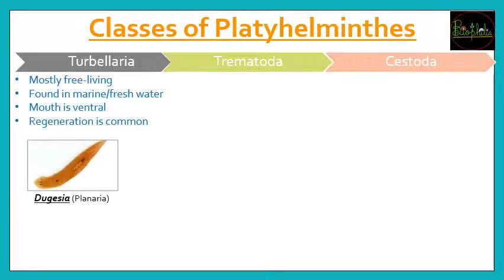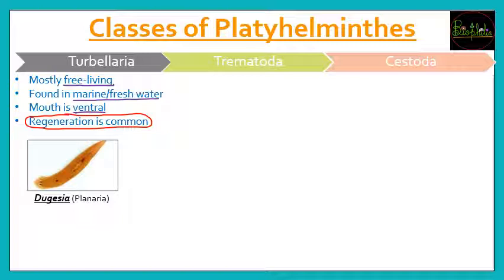So Turbellaria is going to be the class of Platyhelminthes जहाँ पे majority of your worms are going to be free living. Free living यानी वो अपनी मर्जी से खुद का खाना खुद ढूंढ लेंगे, वो किसी host के ऊपर depend नहीं करेंगे. They won't suck the nutrients. They would be free living, found in marine और fresh water conditions. और उनका जो mouth होता है, that is going to be ventral. So mouth is ventral, and very important, that is regeneration is very common in this particular class.